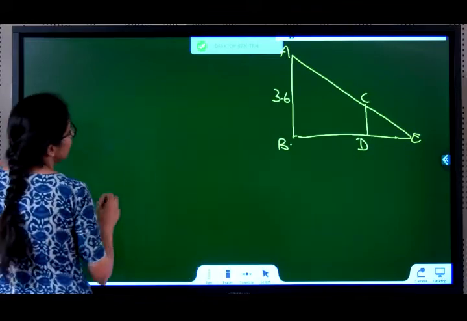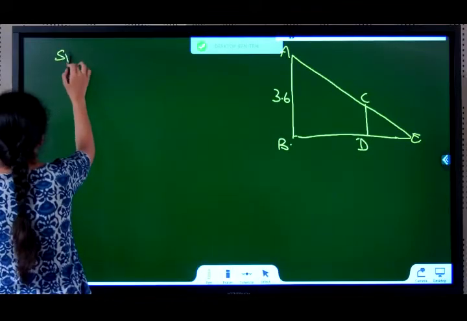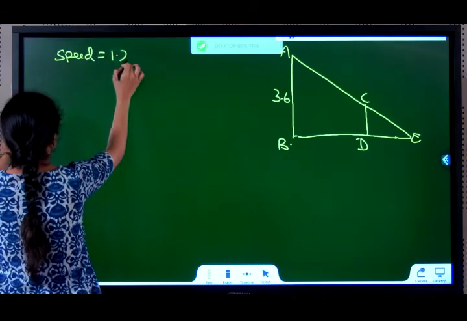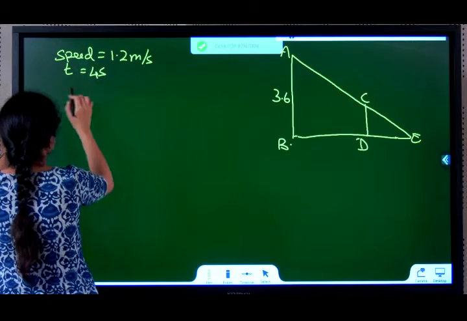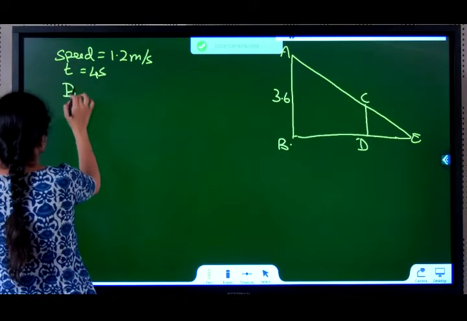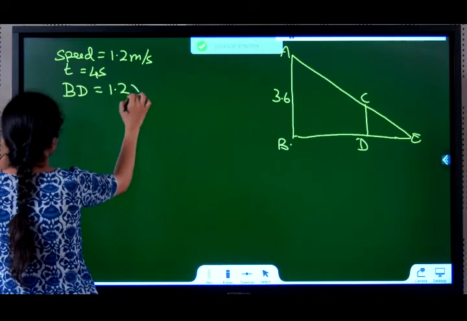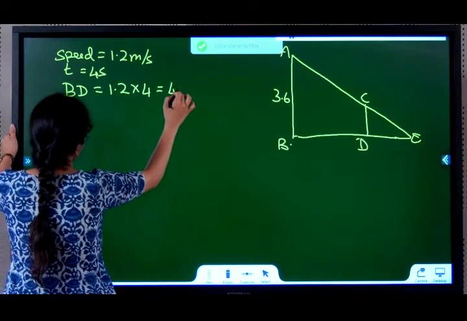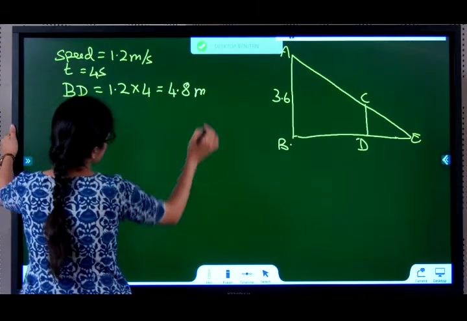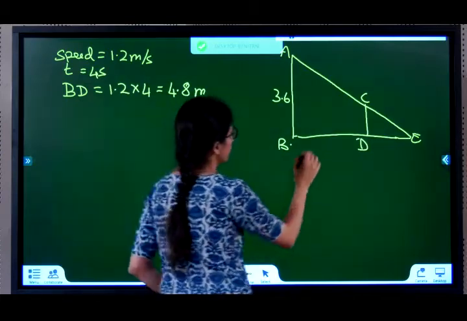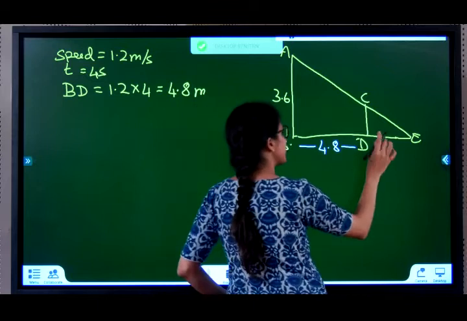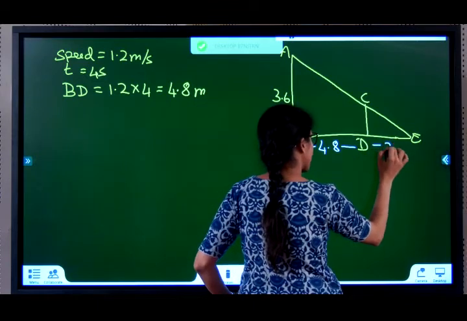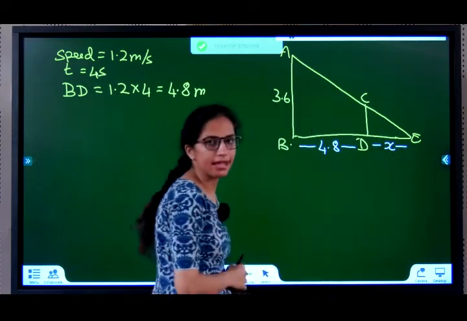Let's begin now. So, here speed given is 1.2 meters per second and time given is 4 seconds. So, I can say distance BD is equal to 1.2 into 4. 1.2 into 4 is 4.8 meters. So, we found out that this is 4.8. Fine. I want to find this distance DE, so I will just call it X.